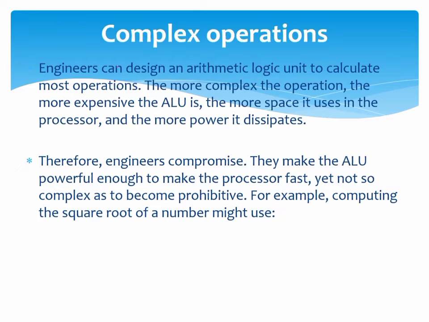Complex operations: engineers can design an arithmetic logic unit to calculate most operations. The more complex the operations, the more expensive the ALU is, the more space it uses in the processor, and the more power it dissipates. Therefore, engineers compromise: they make the ALU powerful enough to make the processor fast, yet not so complex as to become prohibitive. For example, computing the square root of a number might use the following approaches.